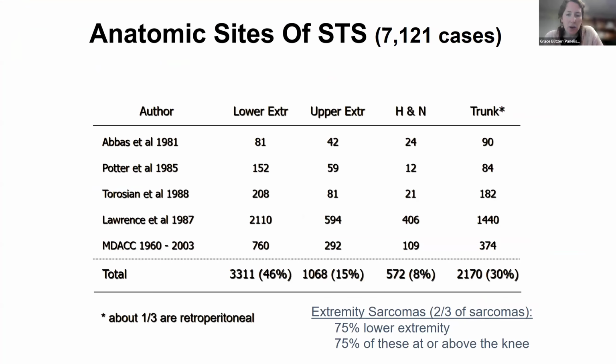This is just briefly going over the fact that sarcomas are predominantly extremity sarcomas. About two thirds of all sarcomas are going to be extremity. That's why myself and Dr. Beatty will be presenting, well, I don't know what her case is, but I'm guessing it's an extremity. And the majority of our extremity sarcomas are in the lower extremity. Next slide.